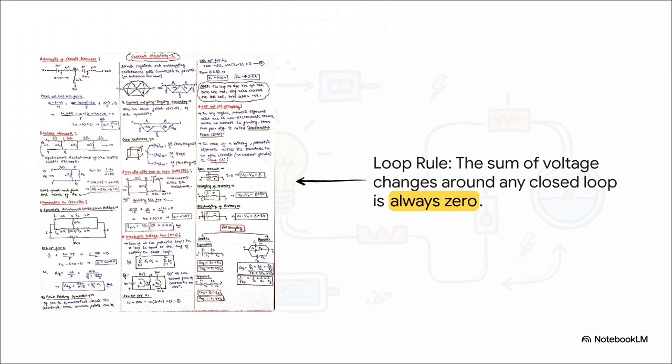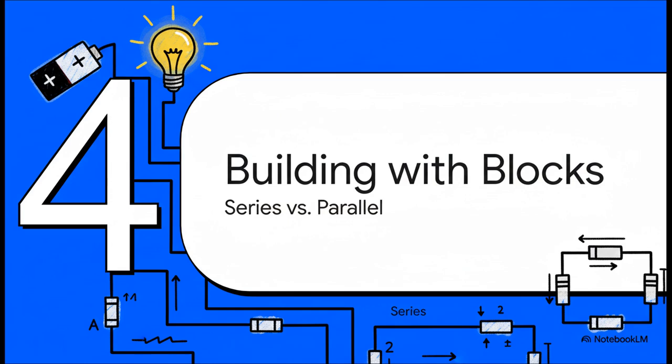And then there's rule number two, the loop rule. This one is all about conserving energy. It basically says that if you start at any point in a circuit and you walk a full circle back to where you started, any closed loop, all the energy gains and losses have to cancel out. You'll always end up back at zero. It's kind of like going on a hike. You might go up some big hills and down into some valleys, but if you end up back at the exact same spot you started, your total change in elevation is zero. Same idea here.